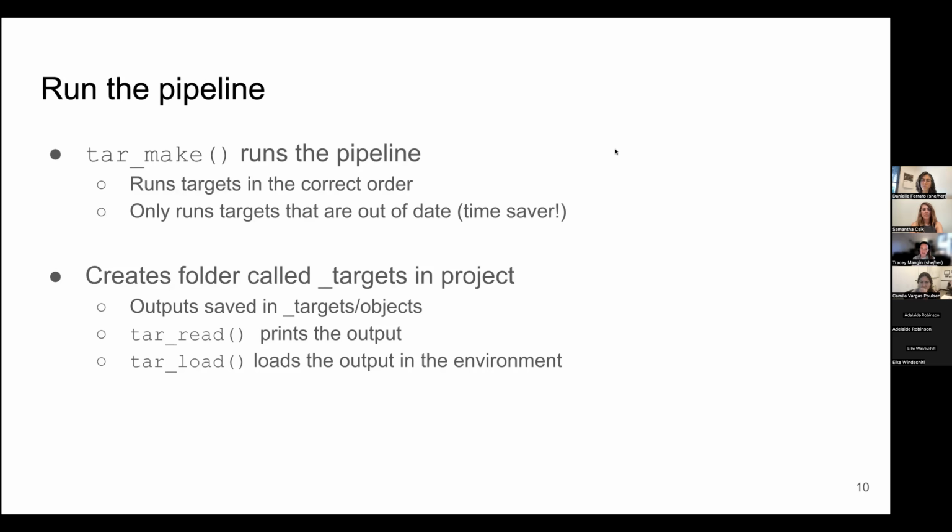When you run, it'll create a folder in your repo or your project called _targets. This is where your outputs and other information will get stored. Outputs are saved in _targets/objects. So again, when you run this, it won't load anything into your environment. It's all just going to get saved in this folder, but you can access those things using these two functions, tar_read and tar_load. tar_read, with the name of the object, will print the output, and tar_load will actually load it into your environment.